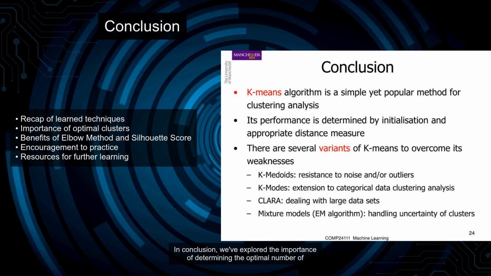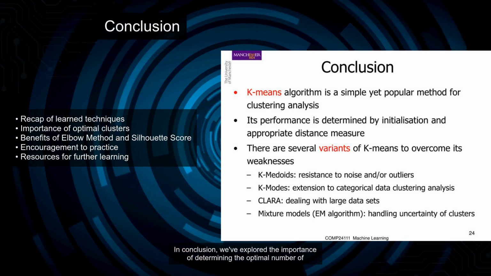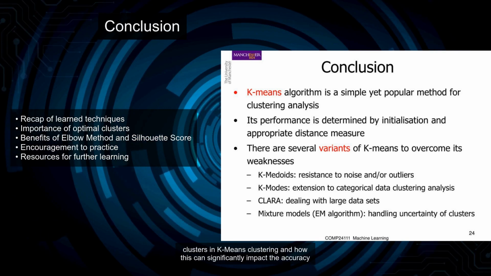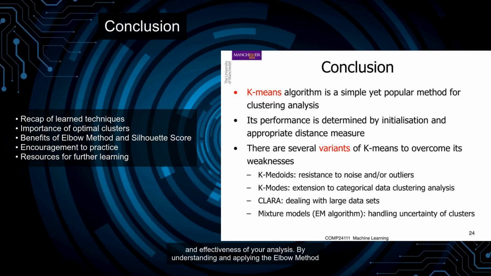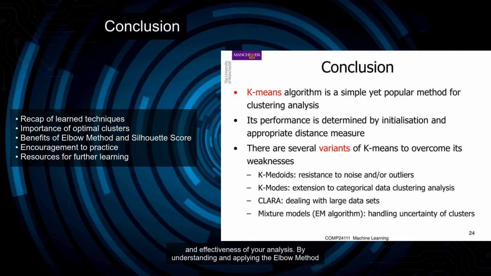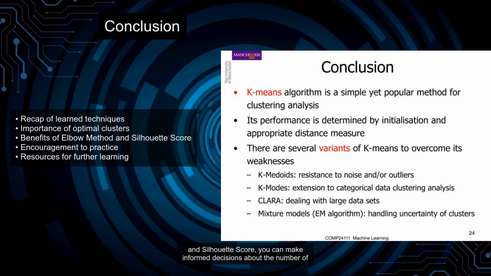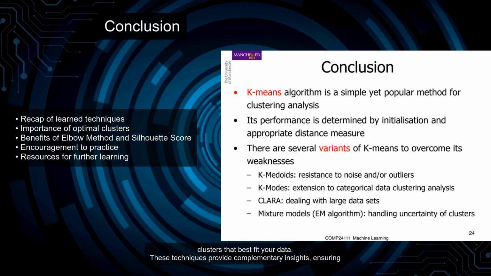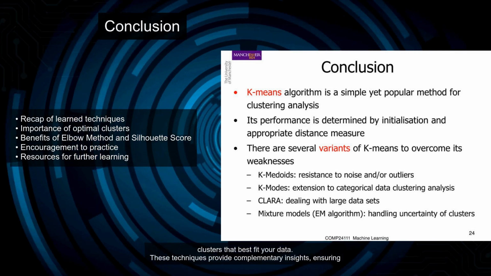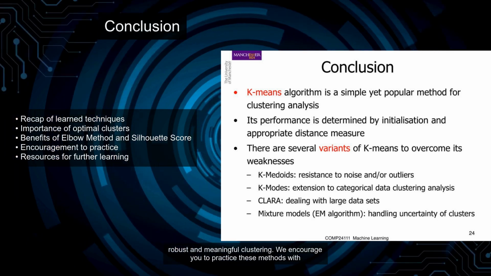In conclusion, we've explored the importance of determining the optimal number of clusters in k-means clustering and how this can significantly impact the accuracy and effectiveness of your analysis. By understanding and applying the elbow method and silhouette score, you can make informed decisions about the number of clusters that best fit your data. These techniques provide complementary insights, ensuring robust and meaningful clustering.